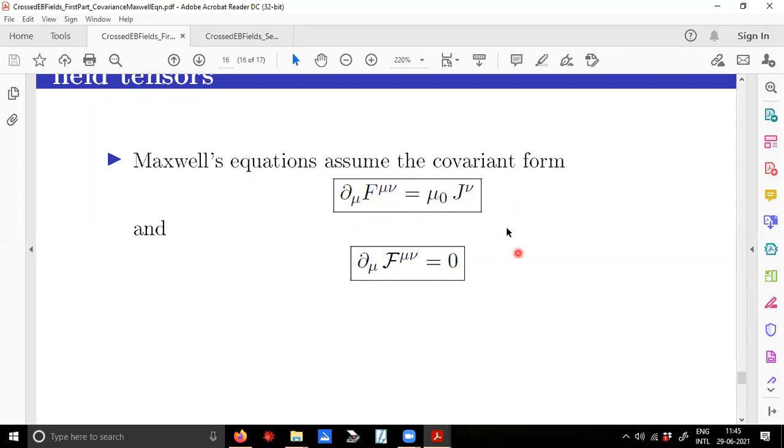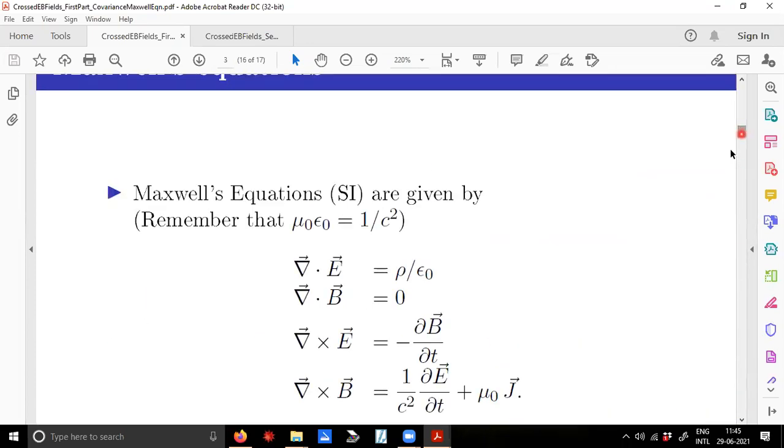So write these equations first, okay? Write these equations, that's the exercise. Given F mu nu and given the components dou mu, write down the left hand side, identify that it is mu naught into J1, J2, J3 and J0. What is J0? It's rho, correct? So you have 4 equations here, 4 equations here. Total 8 equations. But if we go to Maxwell's equations, how many equations are there?